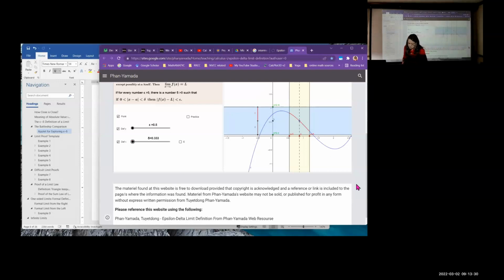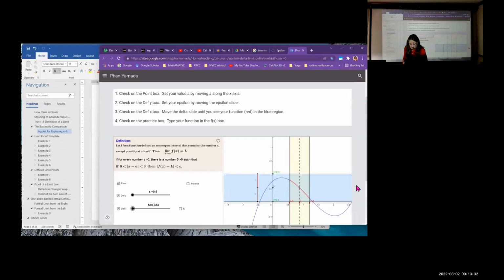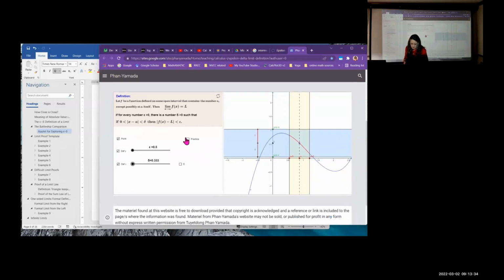And then on the practice one, and this is something you may want to use when you're doing your homework, on the practice one, you can actually type in a function if you want to check a particular function, like on some of your homework, you can type in a function, it will change the function and do the same thing. All right. So both of them very nice applets, and you have links for them in the lecture notes.